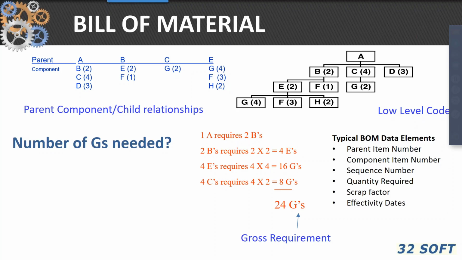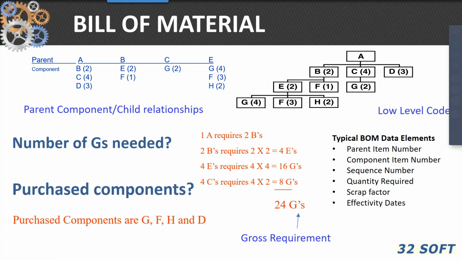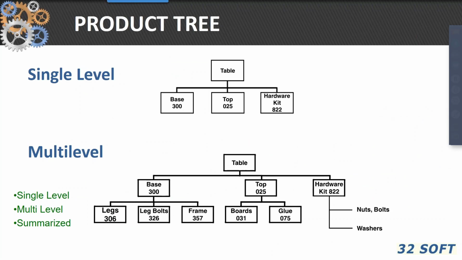The low-level code defines the lowest level at which you will find a particular part in any bill of material in the system, and it says, okay, now I can accumulate gross requirements. So this gross requirement will go into the MRP grid, as we'll see. There are purchased components, in this case F, G, and H, and that is controlled by the make-buy code, where you've got M's for A, B, C, and E, and P for G, F, H, and D. So that's just how MRP or bills of material work.